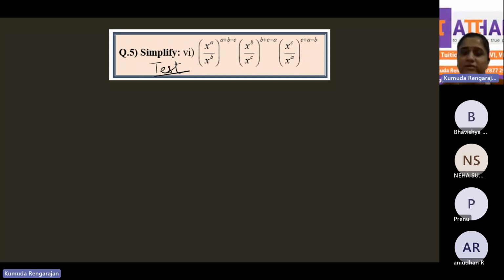Because everywhere we are getting one, don't say one is the answer without working. It might be different, it can be two also. Please work.